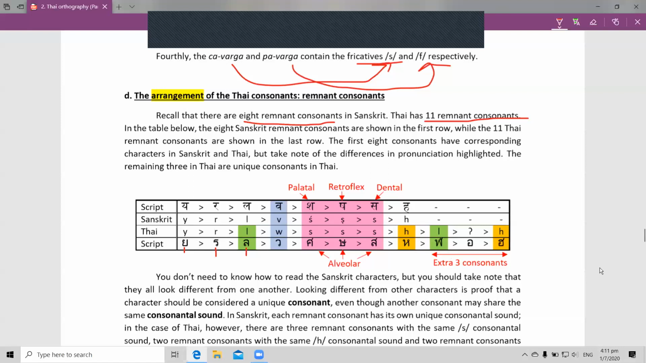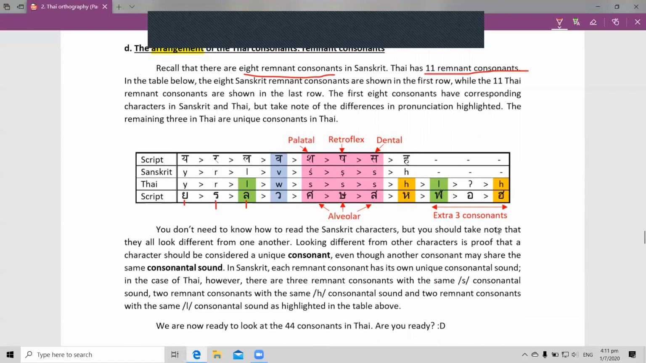We also find some repeating sounds, or what should I say, different consonants having the same consonantal sound. So, for example, among the remnant consonants in Thai, we have 2 h sounds. This is pronounced as ho, and this is pronounced as ho. The difference is just the tone, but the consonantal sound is the same. Same for these 2. This is pronounced as law, and this is also pronounced as law. Exactly the same sound. These 3 remnant consonants over here are the extra consonants that we have in Thai, but not in Sanskrit.